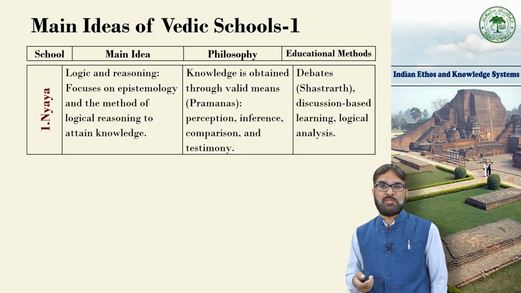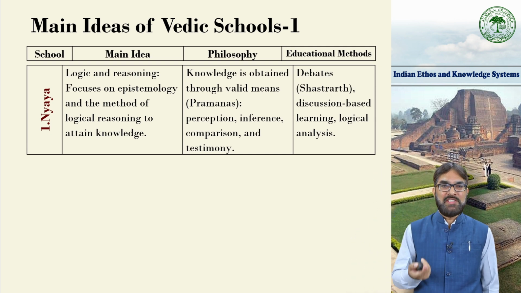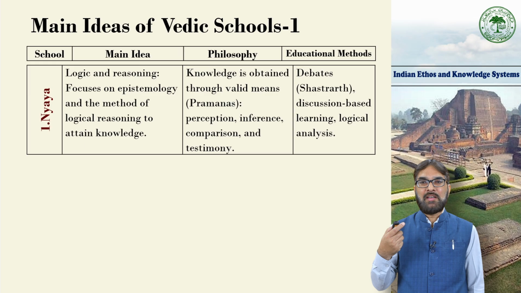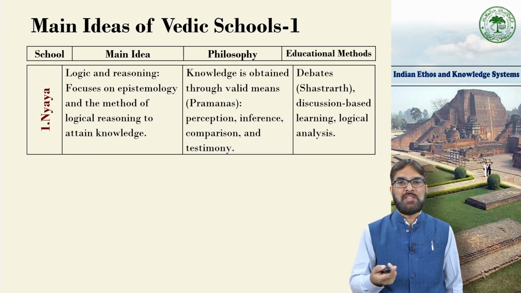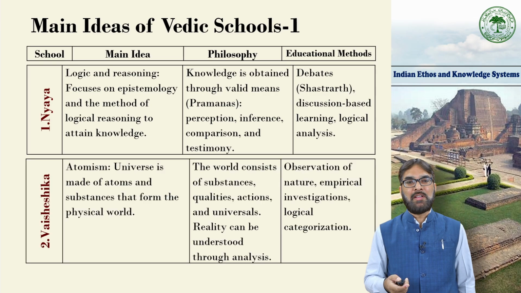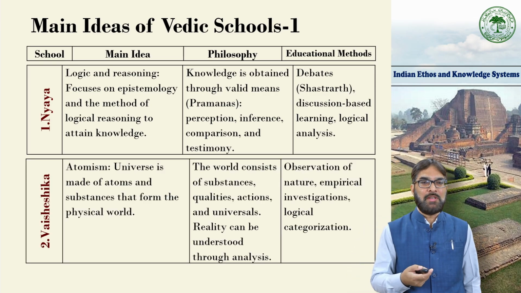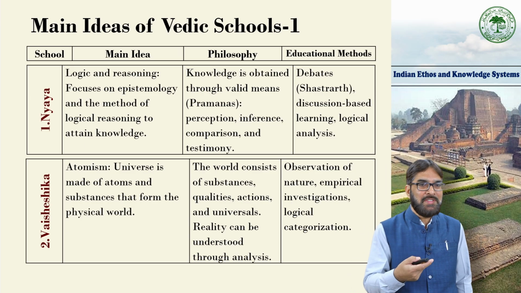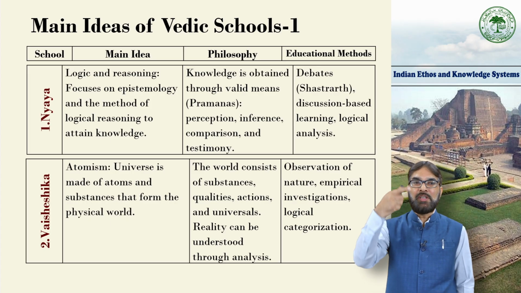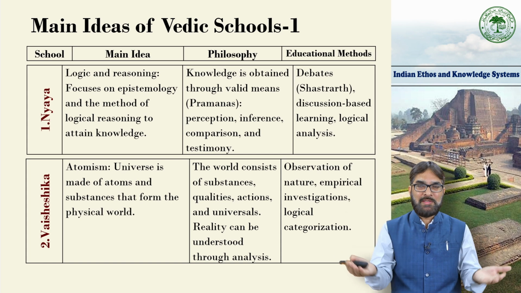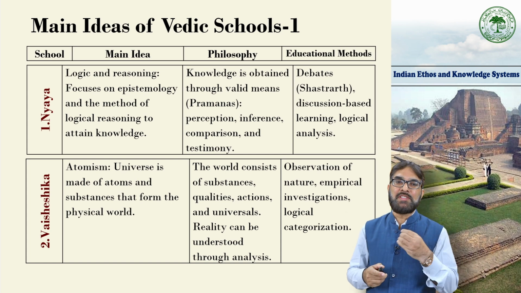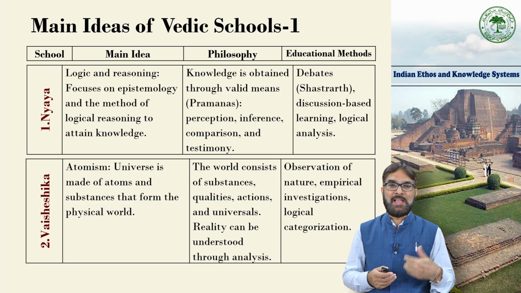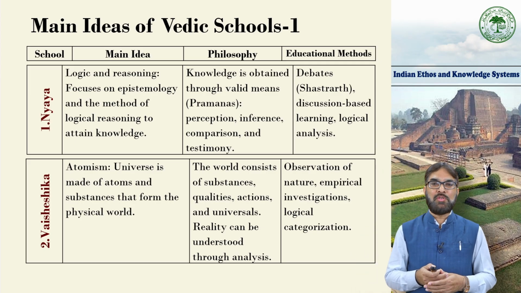Main ideas of Vedic schools: here we come to Nyaya. Logic and reasoning. It focuses on epistemology and the method of logical reasoning to attain knowledge, and its philosophy is that knowledge is obtained through valid means, that is pramans. Then the Vaisheshika school says atomism: the universe is made of atoms and substances that form the physical world. So it believes in the materialistic aspect of the world. In Nyaya philosophy we give the epistemological aspects, and in the Vaisheshika school we discuss the origin of this universe. The world consists of substances, qualities, actions and universals. Reality can be understood through analysis.